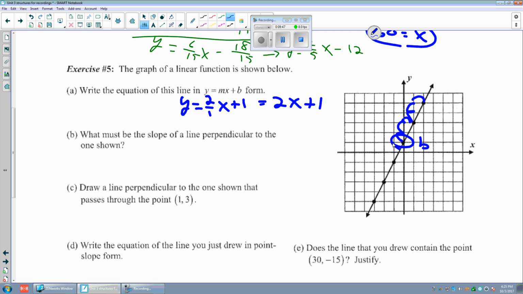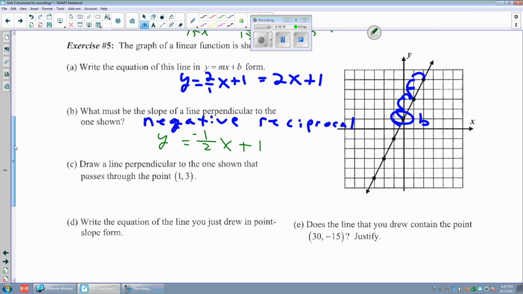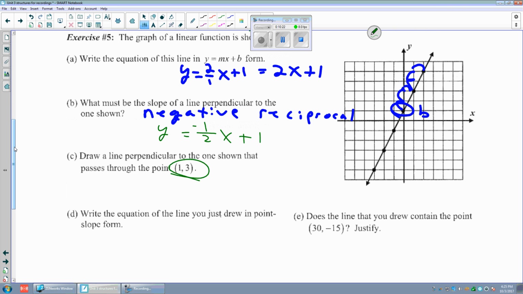Got it. What must be the slope of a line perpendicular to that? Ooh. Negative reciprocal. So it can be negative 1/2 x plus, I don't care what number. So pick a number. 1. Draw a line perpendicular showing the path through the point 1, 3. Oh, it doesn't ask for the line. What must the slope be? Sorry. Let's just do that.